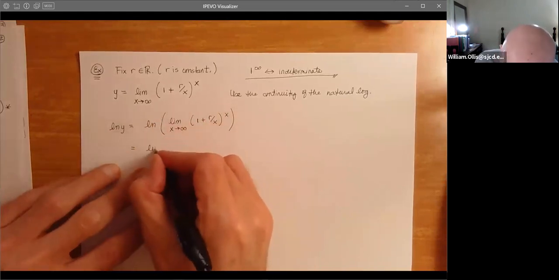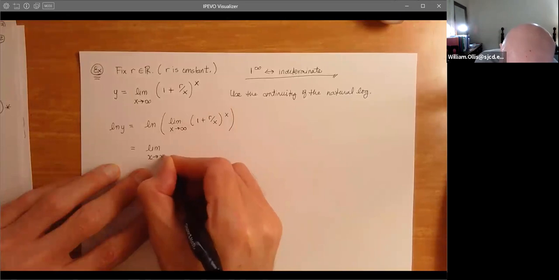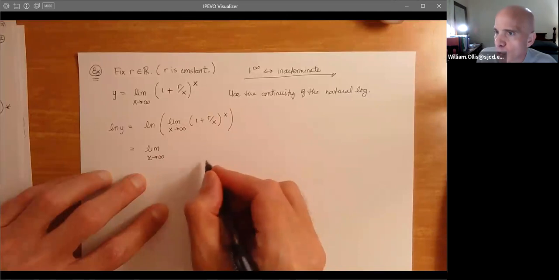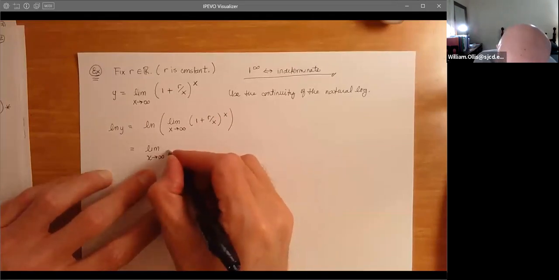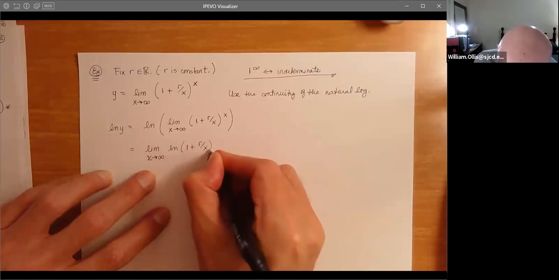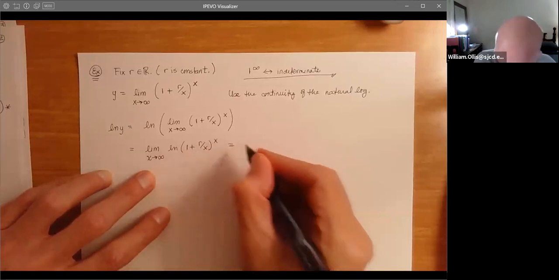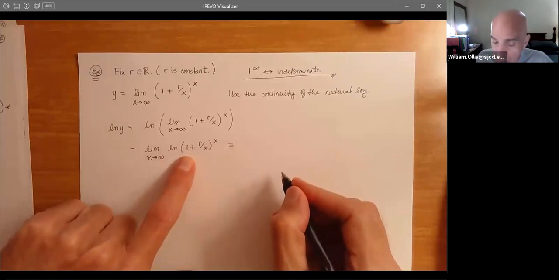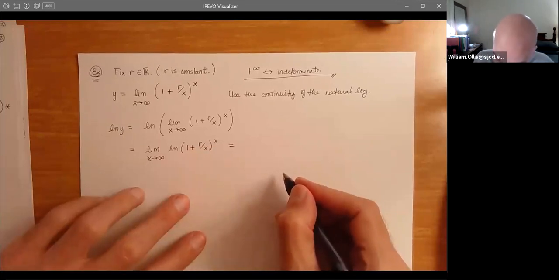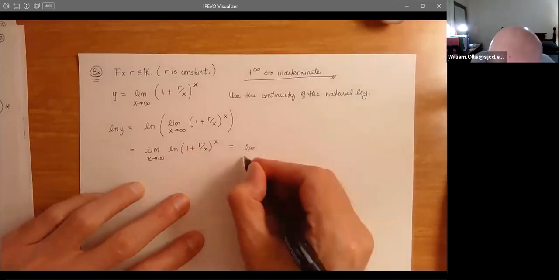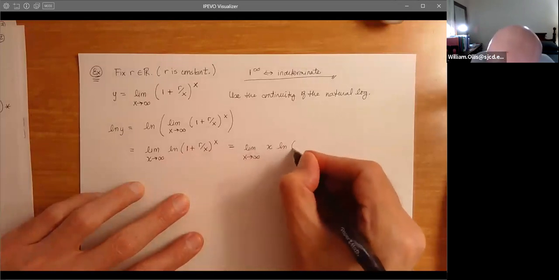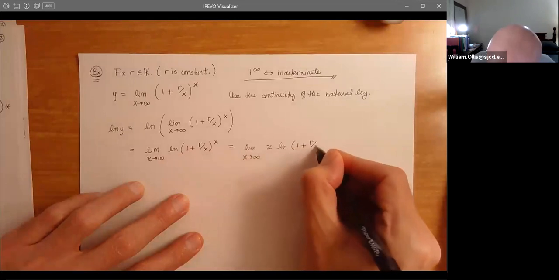So this will be the limit as x approaches infinity. We do this all the time in Calculus 1, but it just seems like you're just doing what you're told and not understanding it. So we have the natural log of 1 plus r over x to the x. And now, of course, we know that we're still stuck, but we can use the power rule for the logarithm. So this is the limit as x approaches infinity of x times the natural log of 1 plus r divided by x.